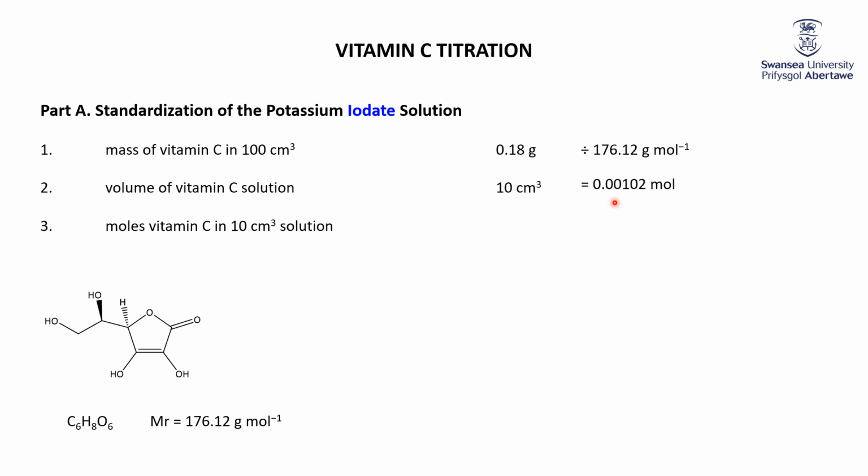And that tells us we had 0.00102 moles of vitamin C, but that of course was in 100 cubic centimeters, so in each 10 cubic centimeters would be a tenth of that, or 0.000102 moles of vitamin C. So for this first part, every single titration we did started off with 0.000102 moles of vitamin C in the 10 cubic centimeters of solution. And if you remember, that was our analyte. That was what was in the Erlenmeyer flask, the conical flask.